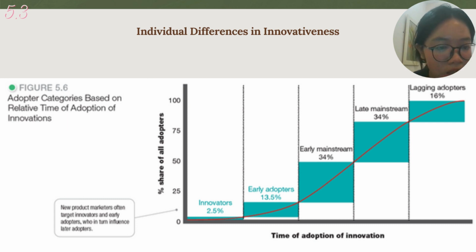Next, late mainstream adopters are skeptical. They adopt an innovation only after a majority of people have tried it. Finally, lagging adopters are tradition bound. They are suspicious of changes and adopt the innovation only when it has become something of a tradition itself. This means that an innovating firm should research the characteristics of innovators and early adopters in its product categories and direct initial marketing efforts toward them.